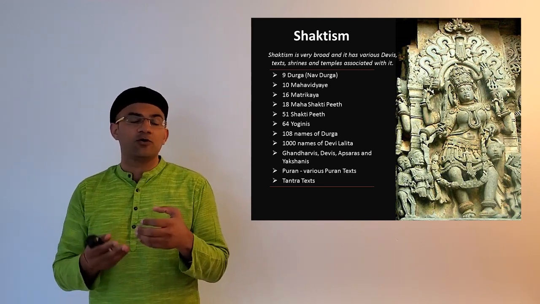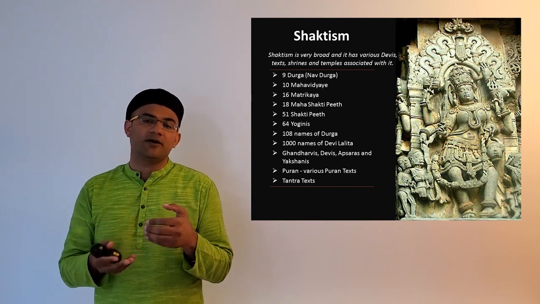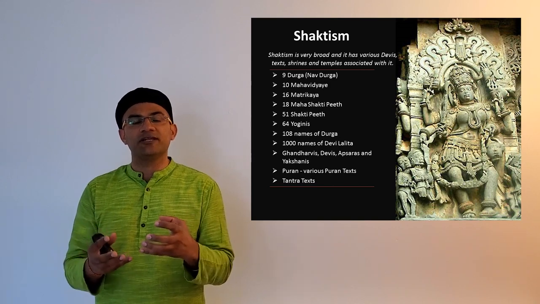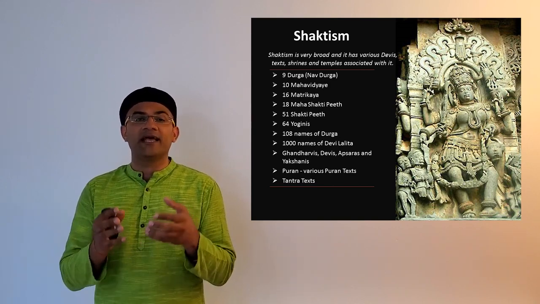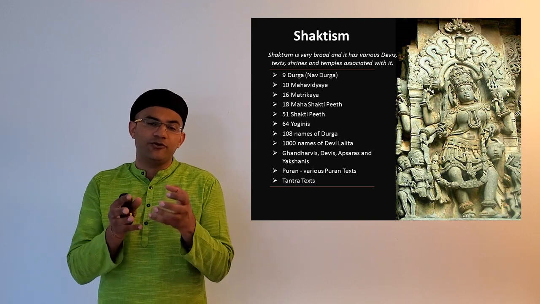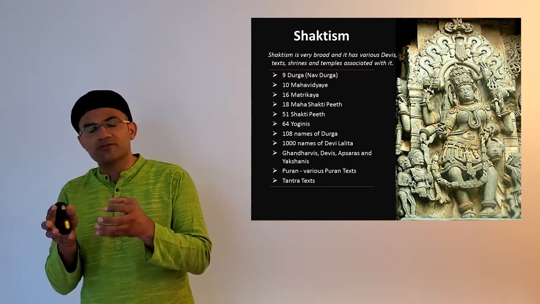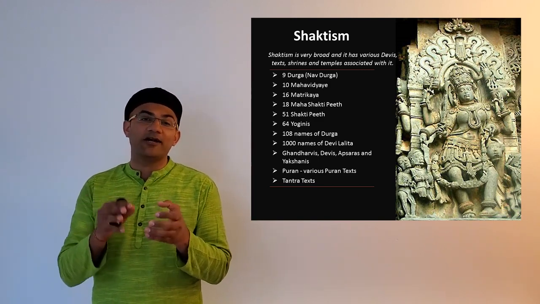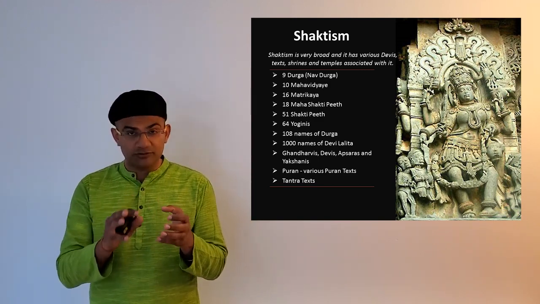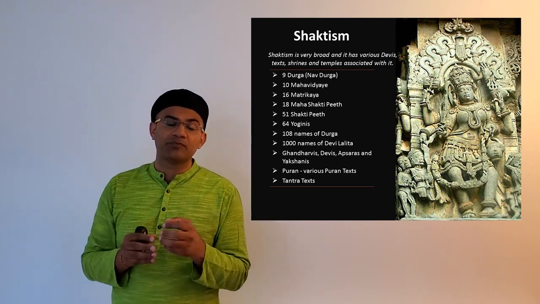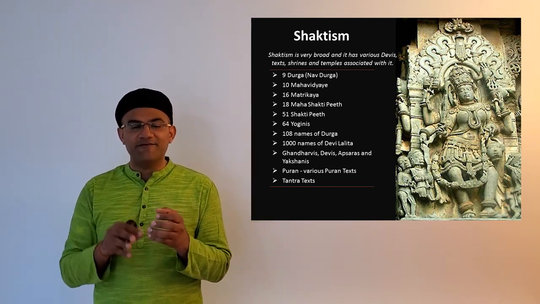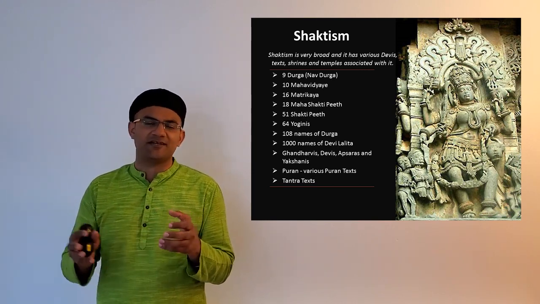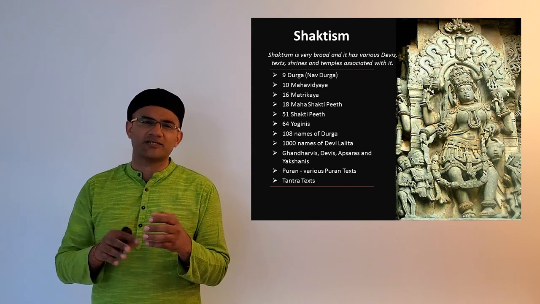These are the yoginis in the Kundalini yoga system, from the Muladhara to Sahasrara chakras: how exactly these 64 yoginis reside, and how you can invoke them. These are the 64 yoginis, the forms of mother goddesses. And then there are 1,000 names and 108 names of Durga, and 1,000 names of Devi Lalita. Then there are Gandharvis, Devis, Apsaras, Yakshinis, different names and different forms of Devis that exist in various Purana texts.